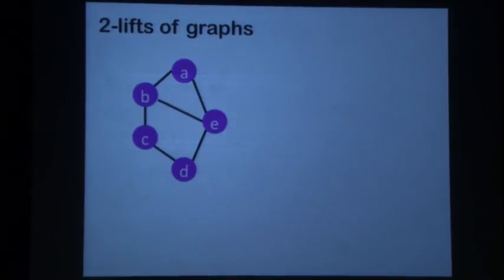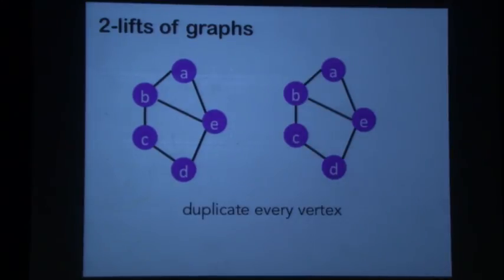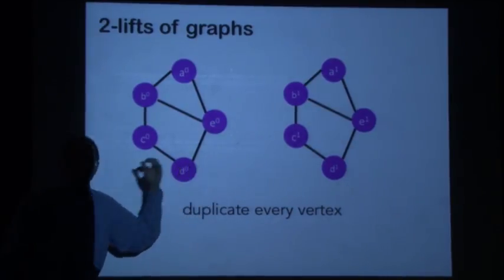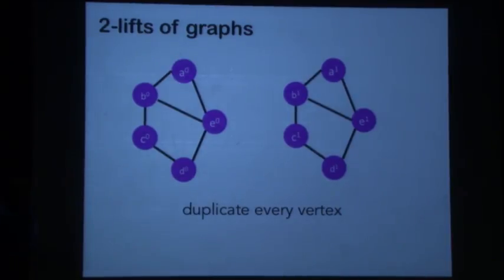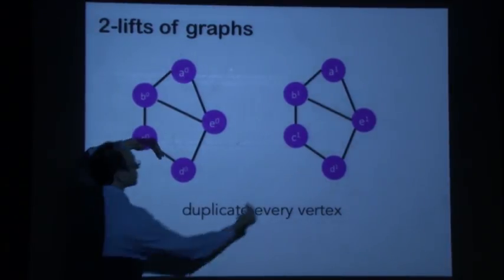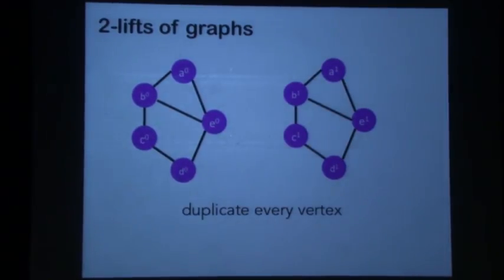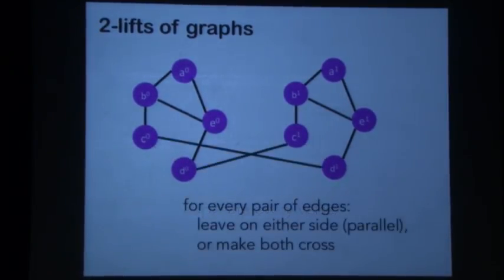So I'll tell you what a two-lift is. You start out with a graph. We're now going to copy it. We will double every vertex and double every edge. To keep track of which is which, let me give them different names. So we'll call the vertices, say, instead of A, we'll make them A0 and A1. Okay, so far I just have two disjoint copies of the graph. What we're going to do is we're going to say, okay, there are certain pairs of edges which are parallel, like this edge and this edge are really two copies of the same thing. Instead of having them sit like this, we're going to allow them to cross.